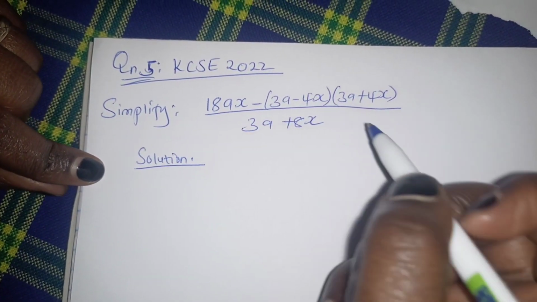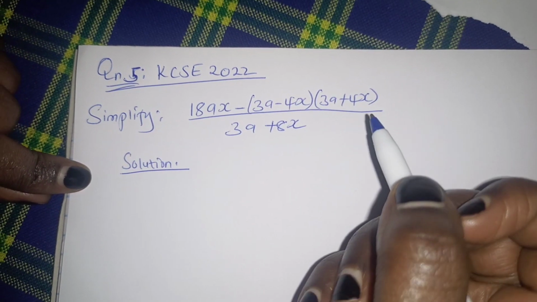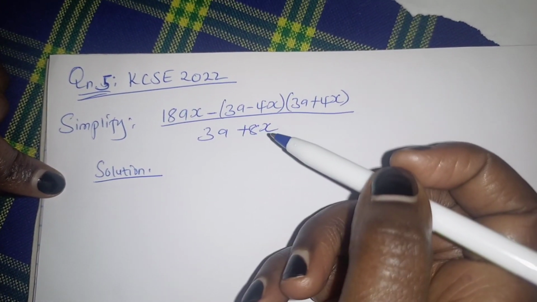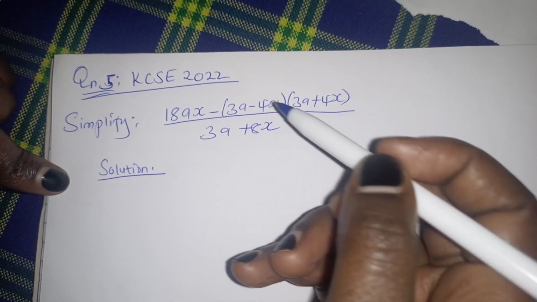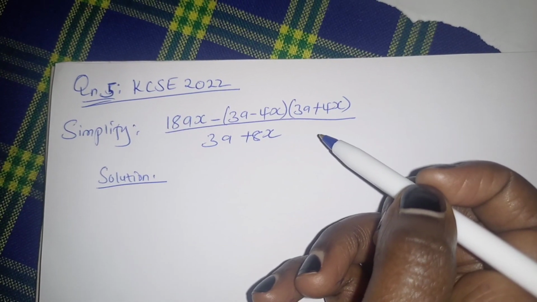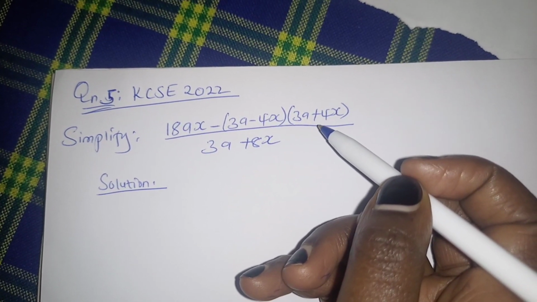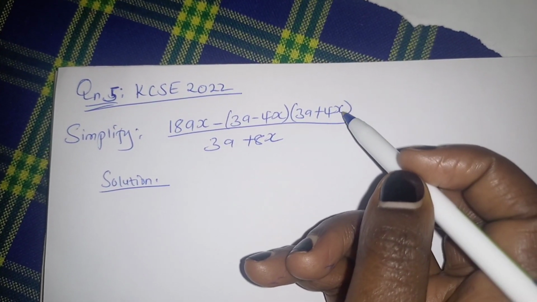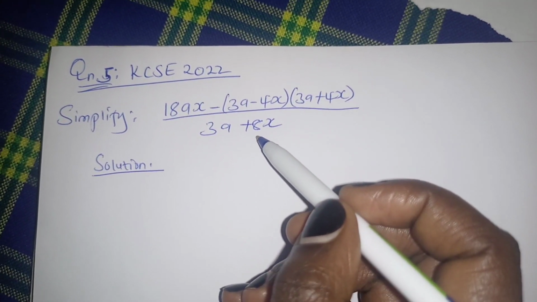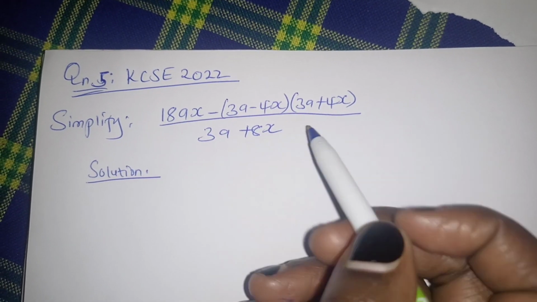Hello learners, and welcome back to our fifth question that reads 18ax minus (3a minus 4x) multiplied by (3a plus 4x), divided by 3a plus 8x.